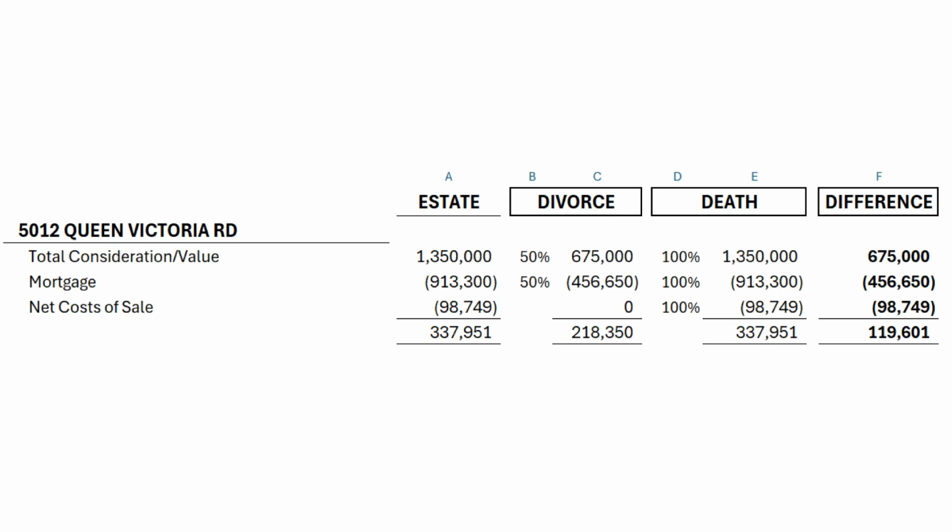Okay. So the home was sold for $1,350,000. Yes. And they owed a mortgage on the house of $913,300. That's correct. Plus, there were costs of the sale, as we talked about previously, of $98,749. Yes.